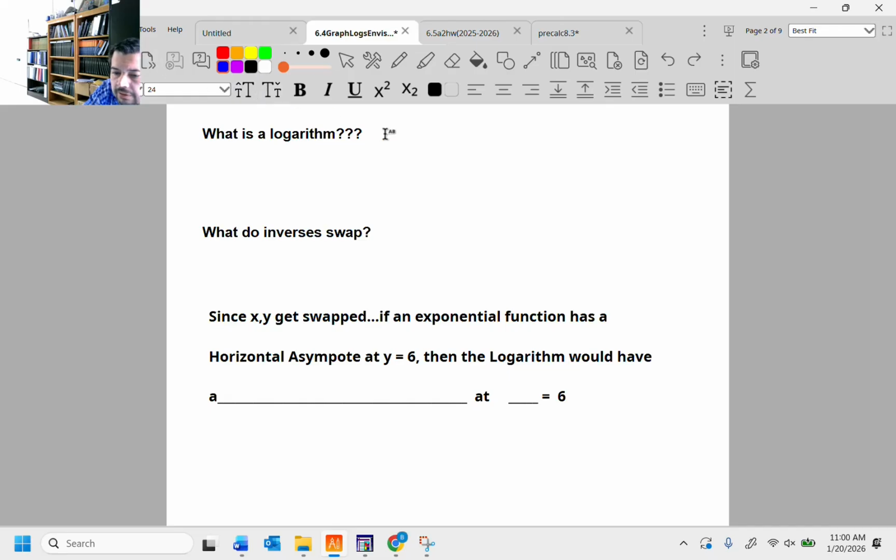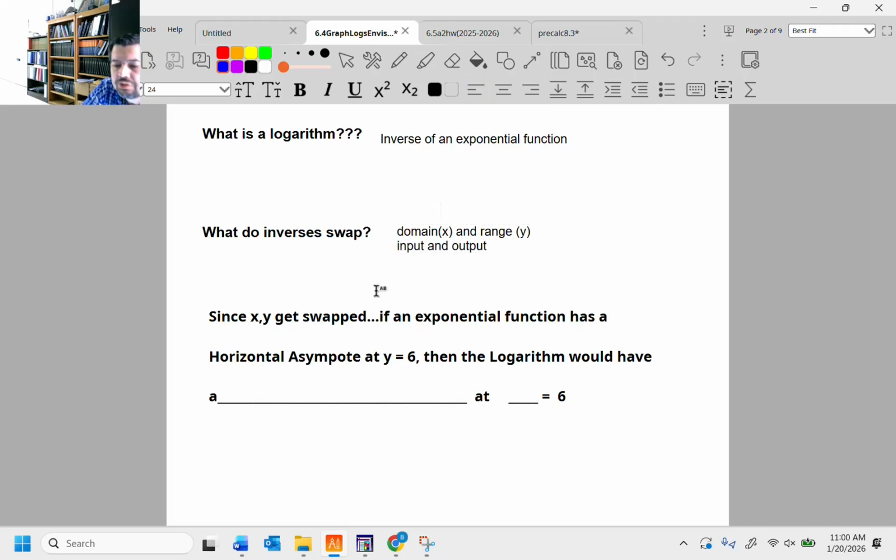What is a logarithm? A logarithm is the inverse of an exponential function. What do inverses swap again? They swap domain and range. Domain is x and range is y, or input and output. Wouldn't kill you to know that.